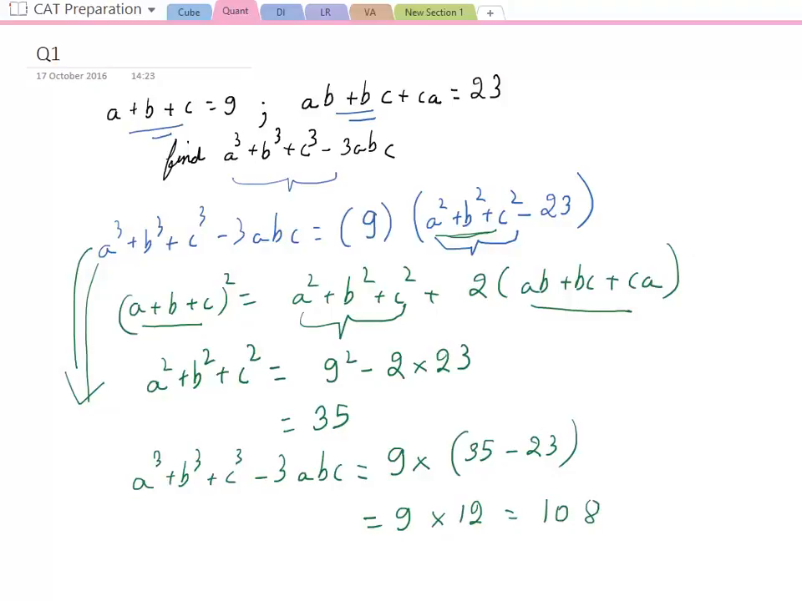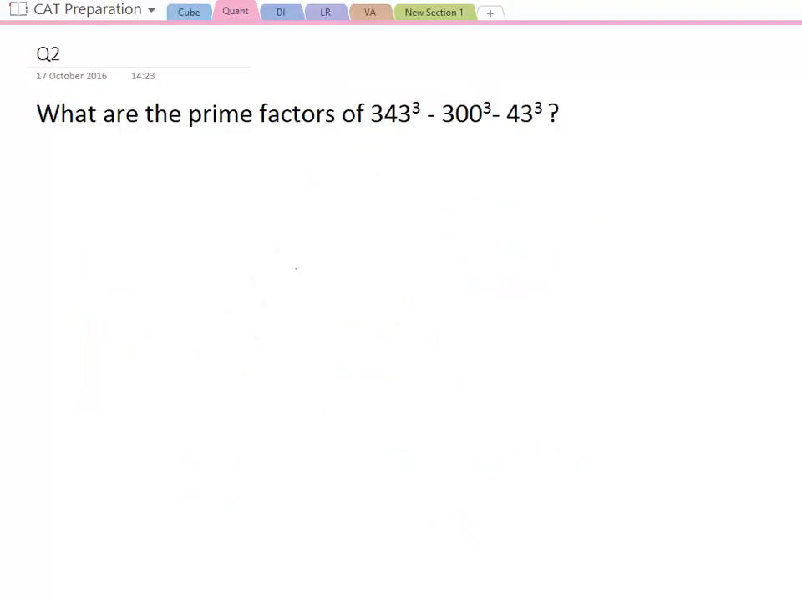Let's look at another question. So in this question, we have been asked to calculate the prime factors of 343 cube minus 300 cube minus 43 cube. Now if you calculate and then get to the answer, it will be a very complicated process. And that's where you need to remember the identities and you need to know how to apply them. This one can be written as 343 cube plus minus 300 cube plus minus 43 cube, right?